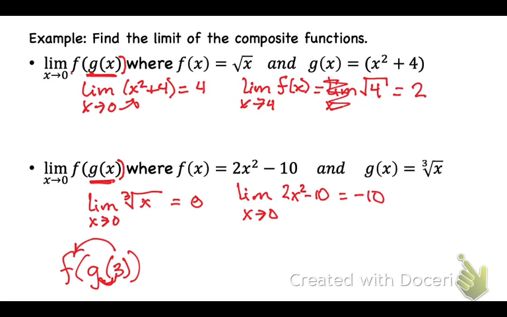Okay. Sadie? So the second part of the first one, where did x approaches 4 come from? Because this is g of x. This is the limit of g of x. And then we take that and replace the 0 with the 4 in f of x, which was the square root of x. Okay.